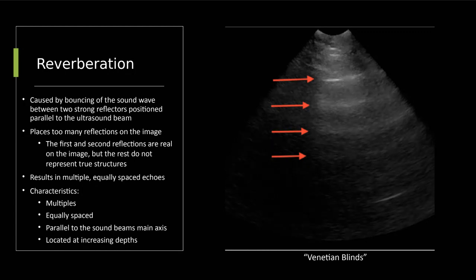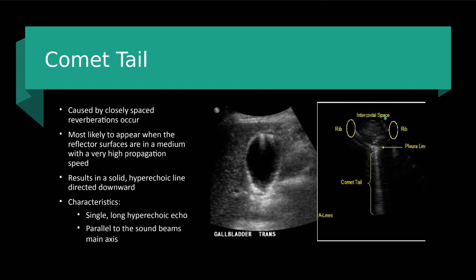Our red arrows are representing where those reverberation artifacts are coming in, and you can see that they continue to travel down posterior into our image. They're going to be equally spaced. That's an important thing to remember with this. And you'll also see that these are sometimes referenced as Venetian blinds. If you've ever been in a really old grandma's house, and they have those really old dusty blinds, that's kind of the appearance that it gives on our display.